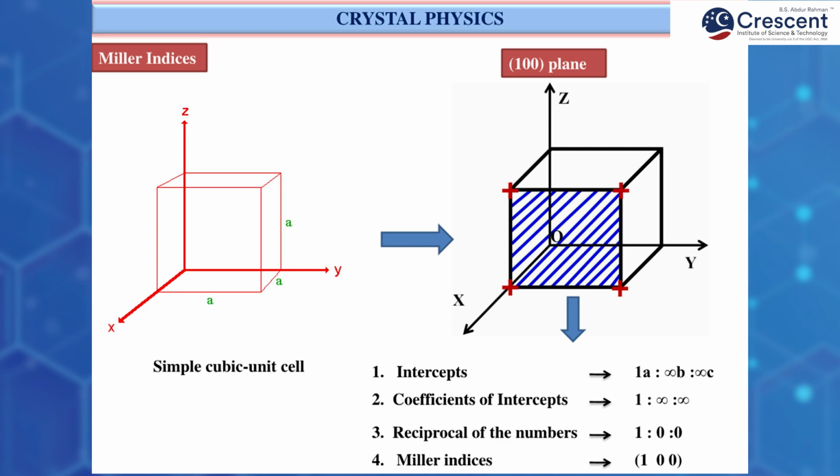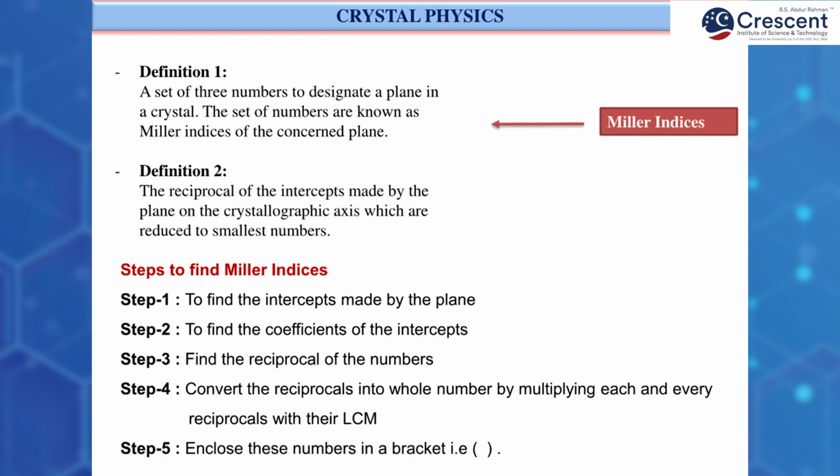So the reciprocal of 1 is 1, and the reciprocal of infinity, 1 by infinity, you know is 0, and along the z-axis 1 by infinity is 0. So Miller indices means you take a bracket, and within the bracket there is a space between the index values of 1, 0, 0. It means that the plane cuts the x-axis at 1 and the plane is parallel to the y and z axes. So how can you find the Miller indices?